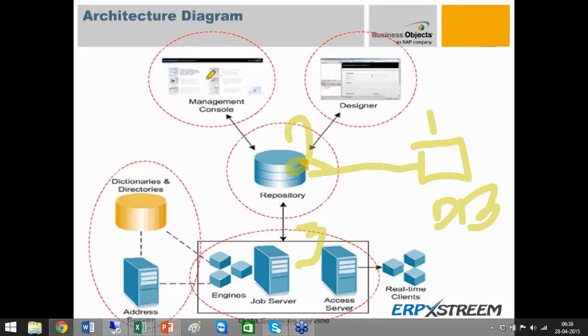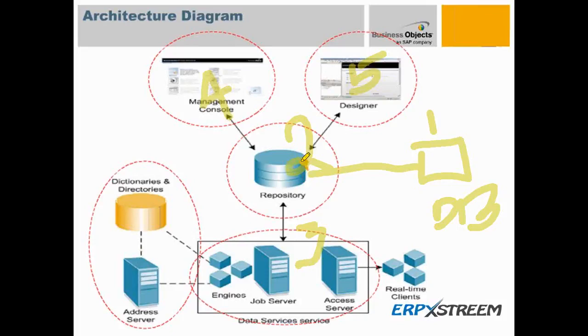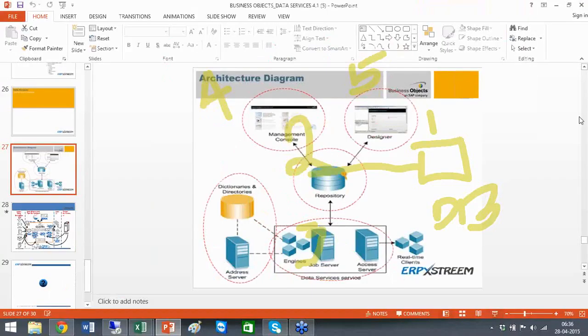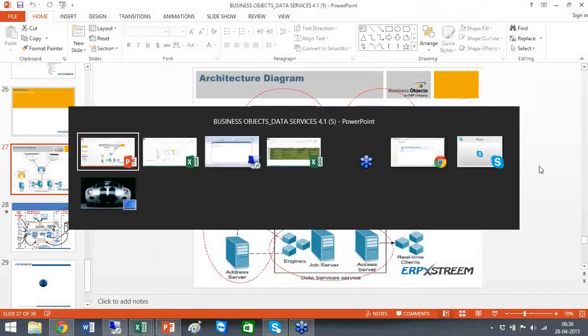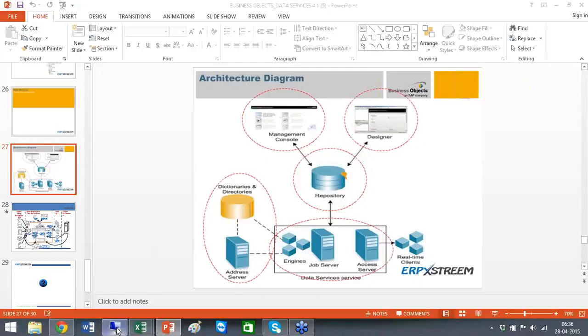And in step 4, you register your local repository in the management console, and once it is done, step 5 is to log into the designer with this local repository's credentials, and you can start working on the project. So it's a simple 5-step process that an administrator will do once he connects to the project or starts the project. Step 1 is to create a database.